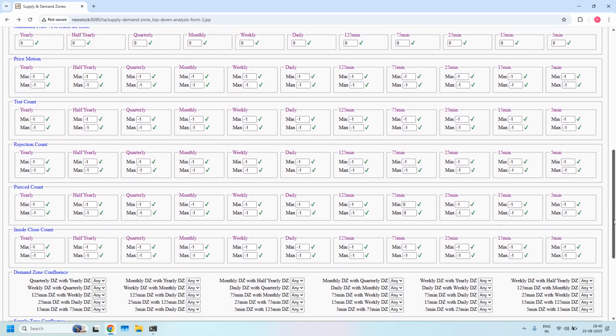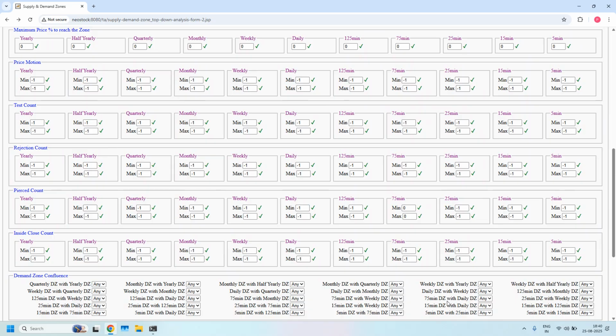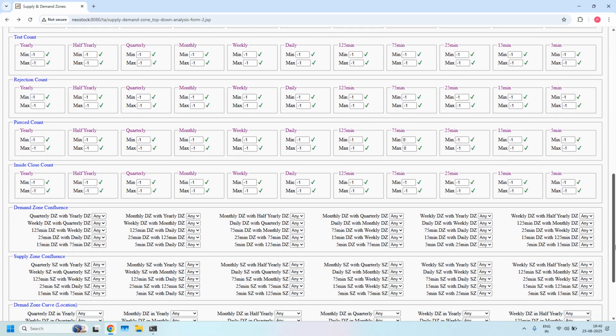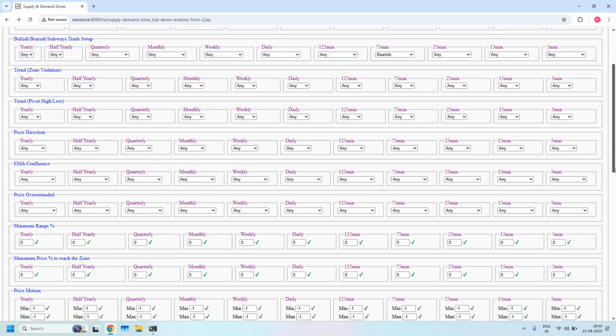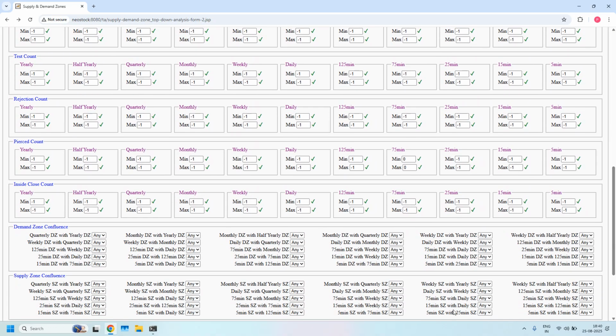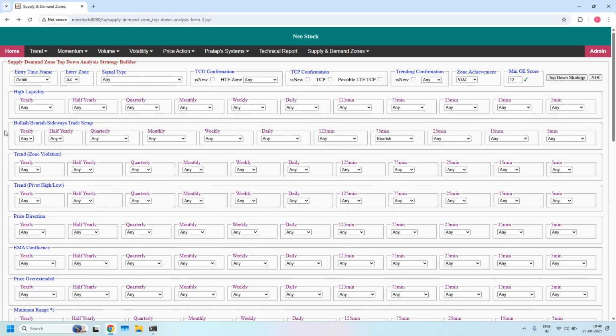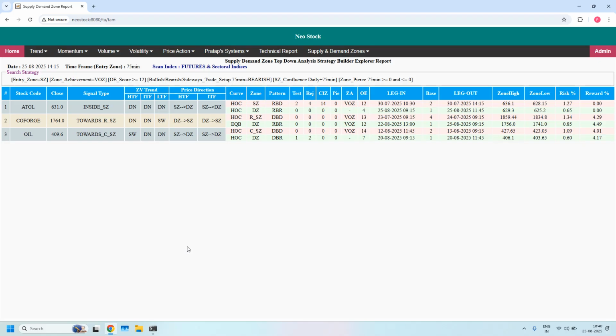So first filter is 75 minutes and daily supply zone confluence. Sorry, I made a mistake. This is demand zone. I removed the filter. We should focus on supply zone. Supply zone confluence, 75 minutes and daily supply zone confluence, because it is bearish trade setup. So we got all 3 stocks. In all the 3 stocks, the 75 minute supply zones overlapped with daily supply zone, and daily trend is a downtrend in all the 3 stocks.